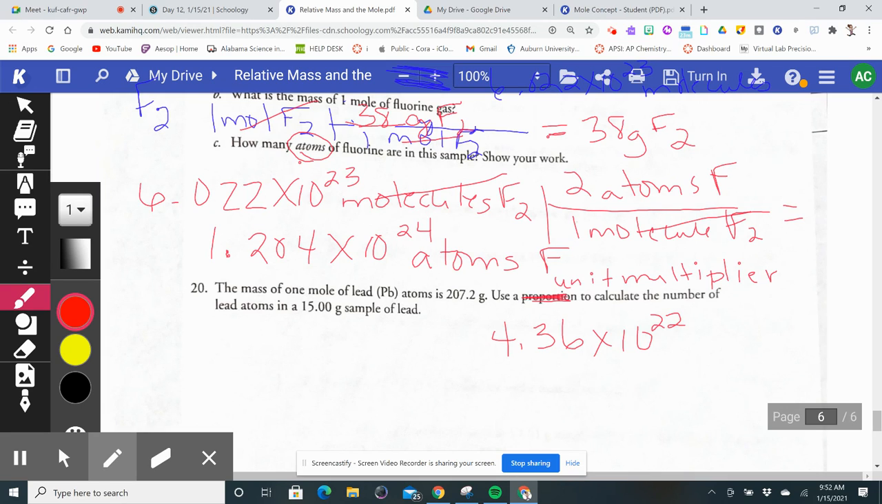Whenever they give you something where they're telling you 1 mole is equal to this, that's not where you start. That's just information to help you. Look for the actual question part, or the part where they're telling you to do this. Use a unit multiplier to calculate the number of moles in 15 grams. So what they give you in that sentence, that's your given, and that's where you start. Everything else will be filler or information to help you.